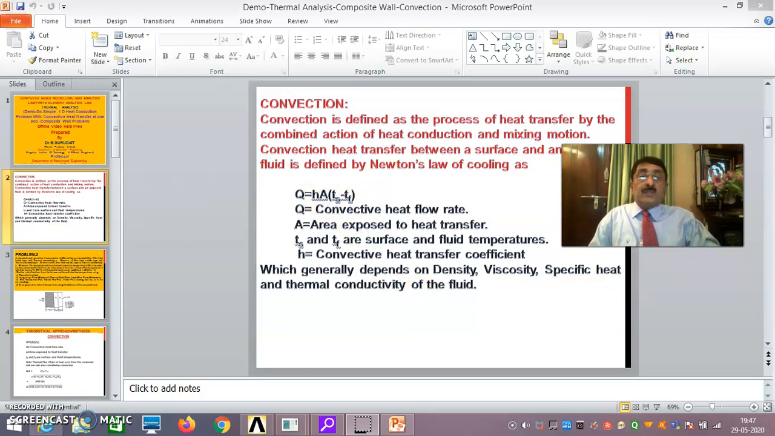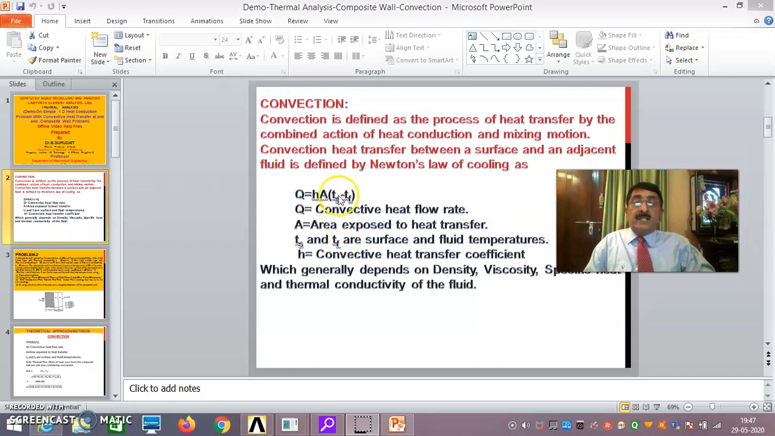Now, if the convection is between the surface and the fluid, you can take it as hA(Ts minus Tf). If it is between the fluid and the surface, you take it as hA(Tf minus Ts). This convective heat flow rate depends on h. The more the h, the more the convective heat flow rate. This is the basic thing you should know. Convection is defined as the process of heat transfer by the combined action of heat conduction and mixing motion. These things you are supposed to study in your theory class. Whatever is required for this demo session, I am doing it.